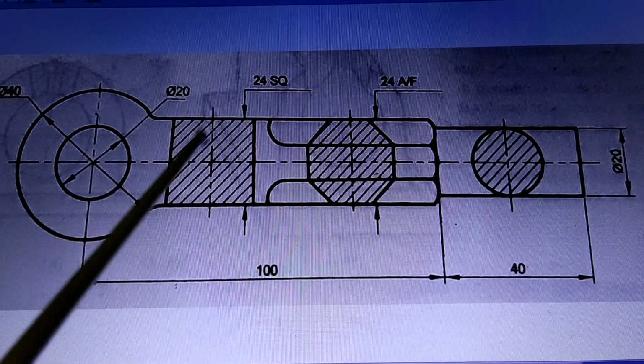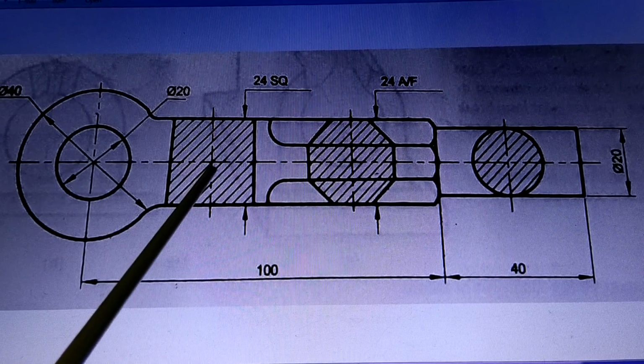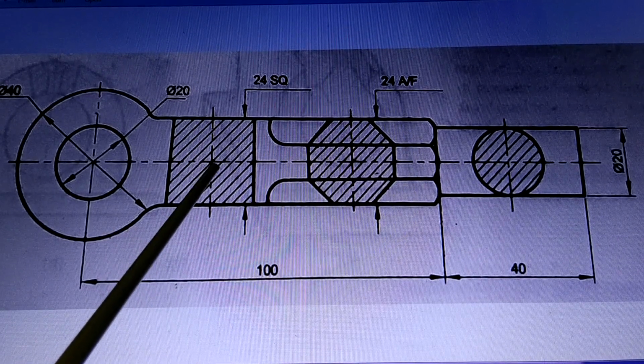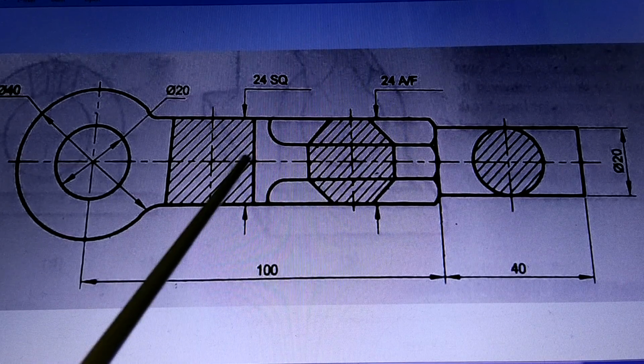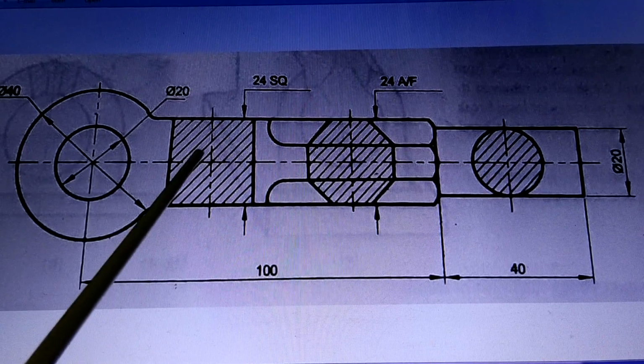So if you cut at this place, what will be the section? That section is drawn here itself by rotating the section. So when you rotate the section and draw it in the same place, this is how it looks. This is called a rotated section. So the section is rotated here.